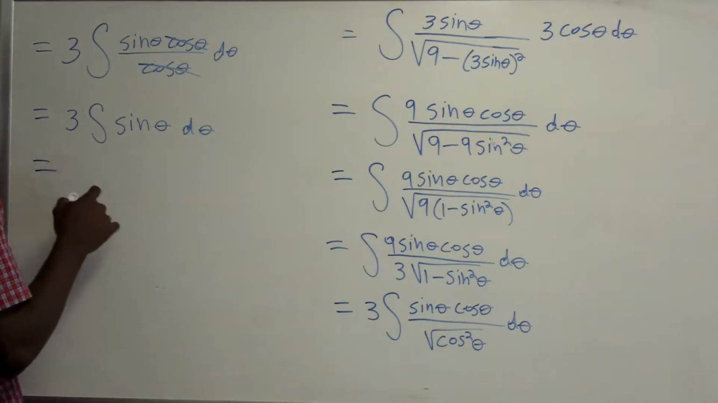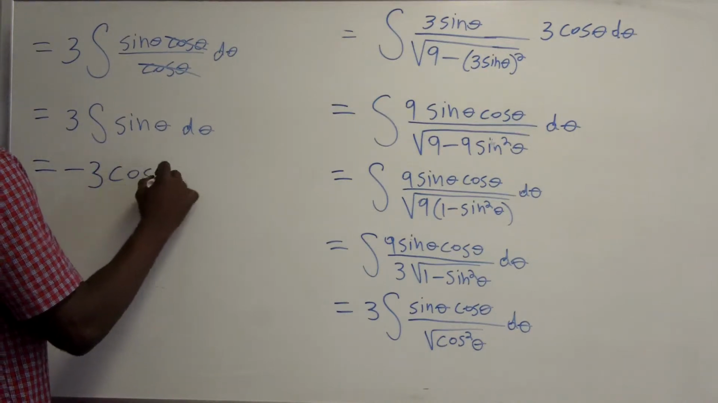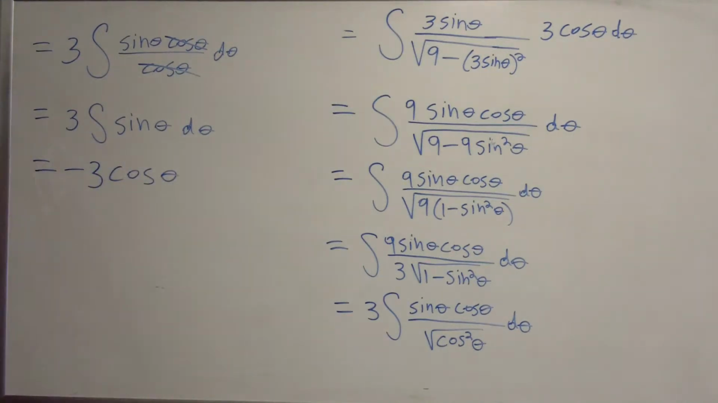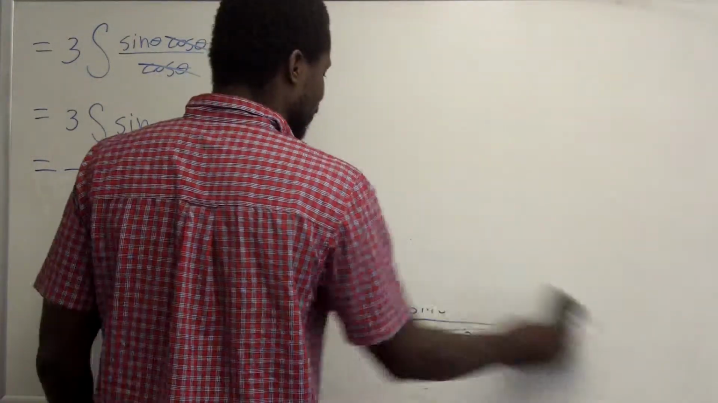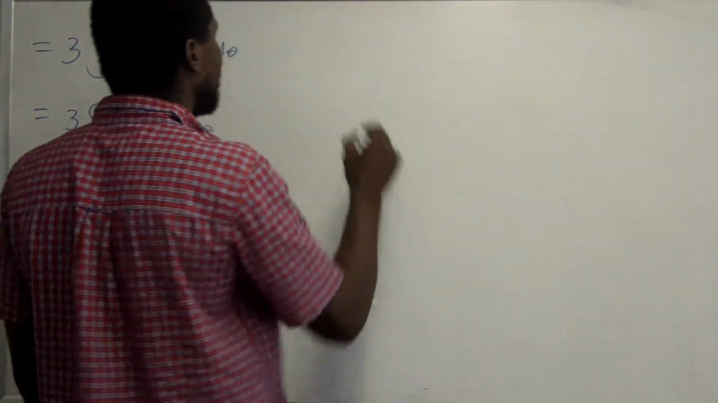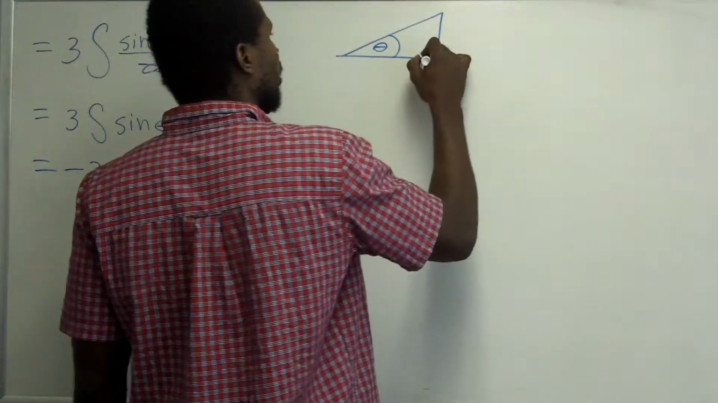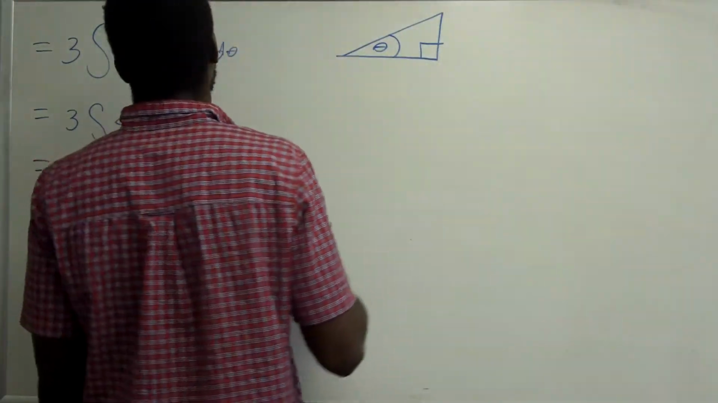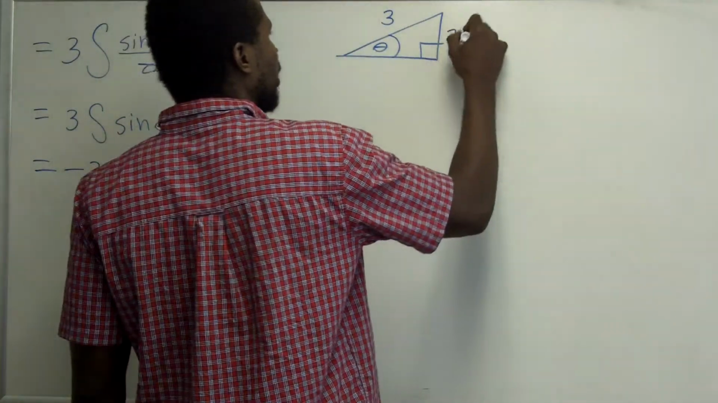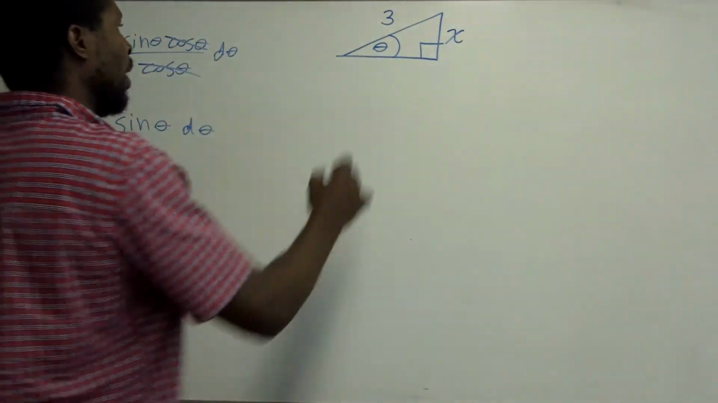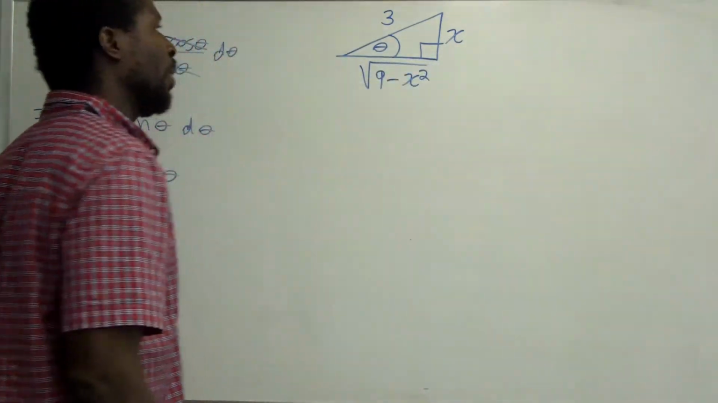So if I integrate the sine of theta, I get negative 3 cosine of theta. And then all I have to do, oops, I should not have erased the triangle. Let me recreate the triangle here. If you remember, the triangle that we had looks something like this. Theta was here, the right angle was here. We said that 3 was the hypotenuse and x was the opposite side, so that this would be the square root of 9 minus x squared. That was the triangle that we had.